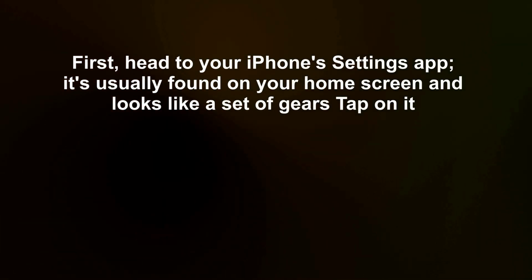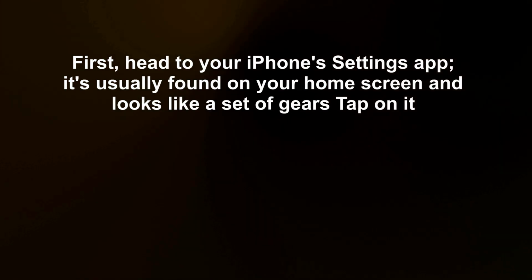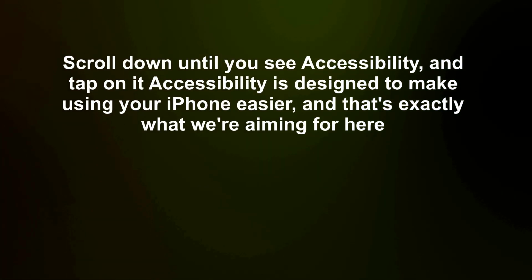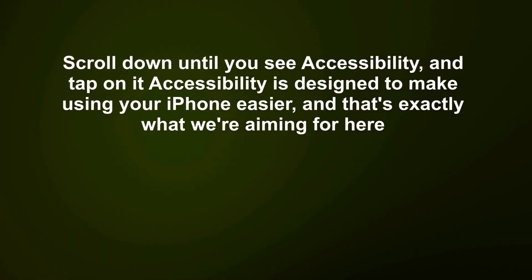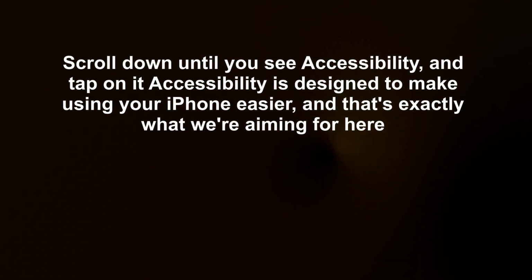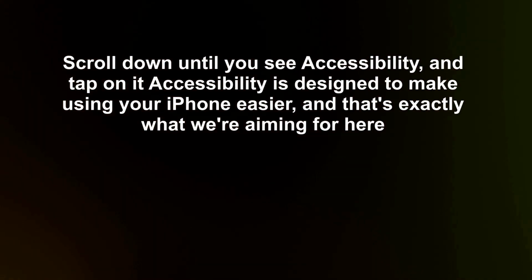First, head to your iPhone Settings app. It's usually found on your home screen and looks like a set of gears. Tap on it. Scroll down until you see Accessibility and tap on it. Accessibility is designed to make using your iPhone easier, and that's exactly what we're aiming for here.